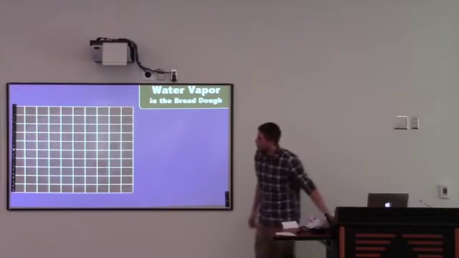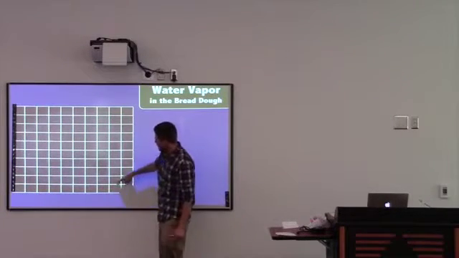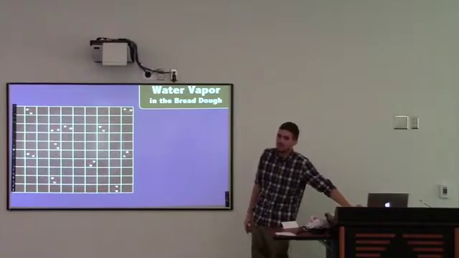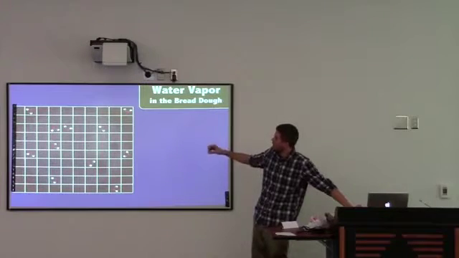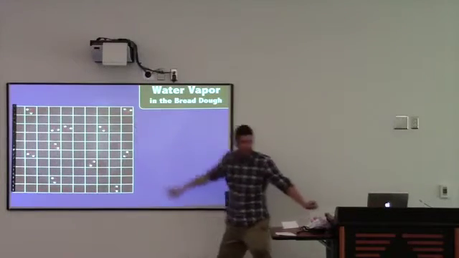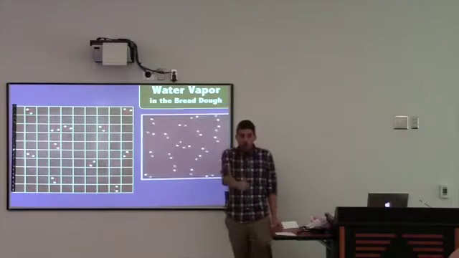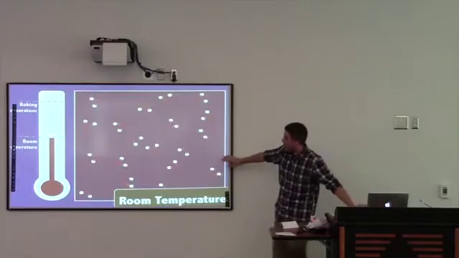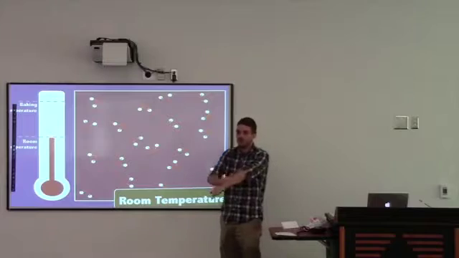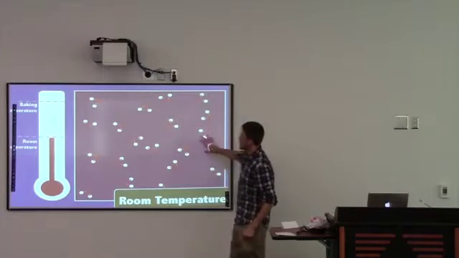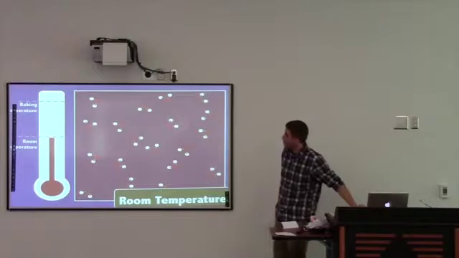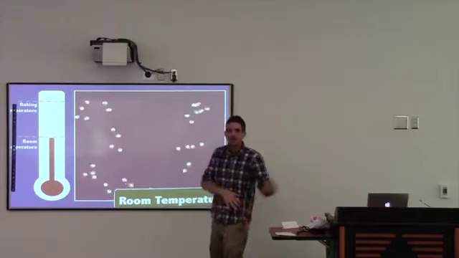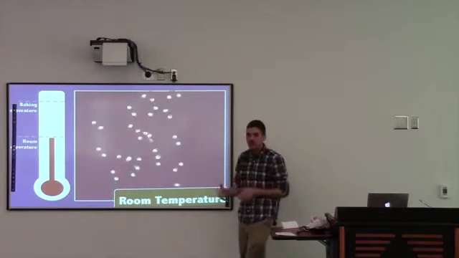So again, let's think about our network of gluten and our pockets. Now, instead of yeast being in the cells, we're going to put water in the cells. So each of these pockets has water. Let's take a look at one of the pockets up here, and we'll zoom in. What we see is it's actually not one water, it's a lot of water in this pocket. At room temperature, the temperature right now that you can feel on your skin, the water is moving, but it's moving a little slowly. It's going about the cell and bouncing off and moving around.